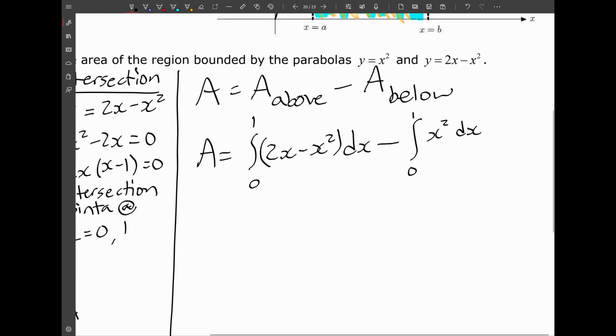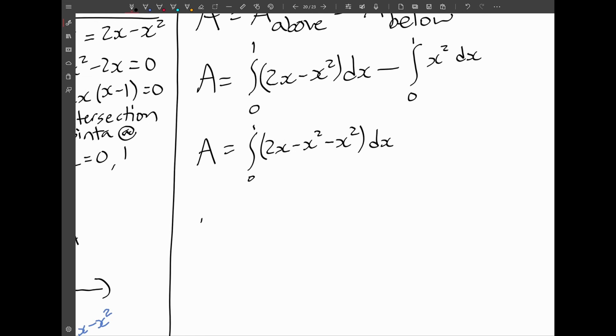Okay, now just like we can split up an integral when it's a bunch of functions added or subtracted together, we can also put them together. So we can rewrite this as the integral from 0 to 1 of 2x minus x squared minus x squared dx. So I'm just putting my pieces together. That's one of our integral properties, which nicely reduces to 2x minus 2x squared dx.